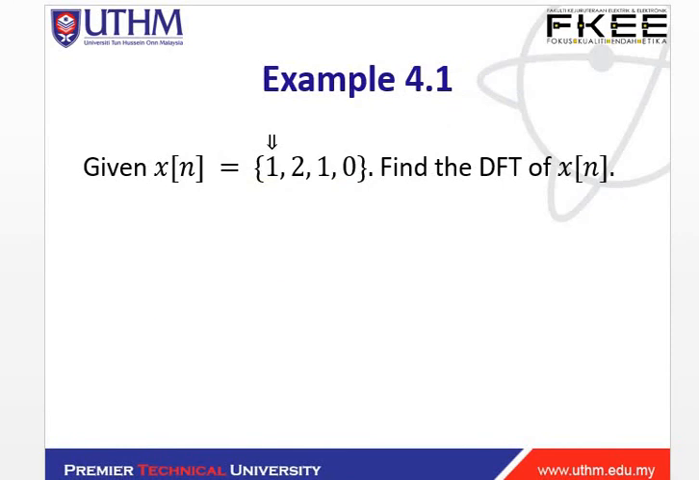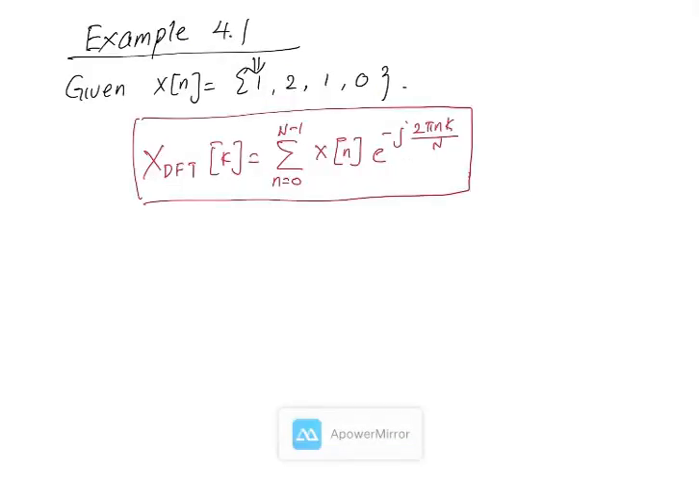Now, let's look at example 4.1. Given x[n] is equal to 1, 2, 1, 0, find the discrete Fourier transform of x[n]. In order to solve this question, we need to follow the formula, X DFT k equal to the summation of x[n] exponent. So k must start with 0, and n also starts from 0. Now we start with k equal to 0.